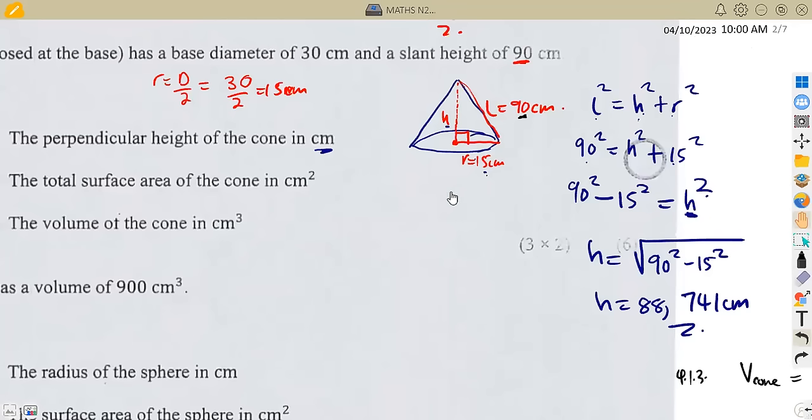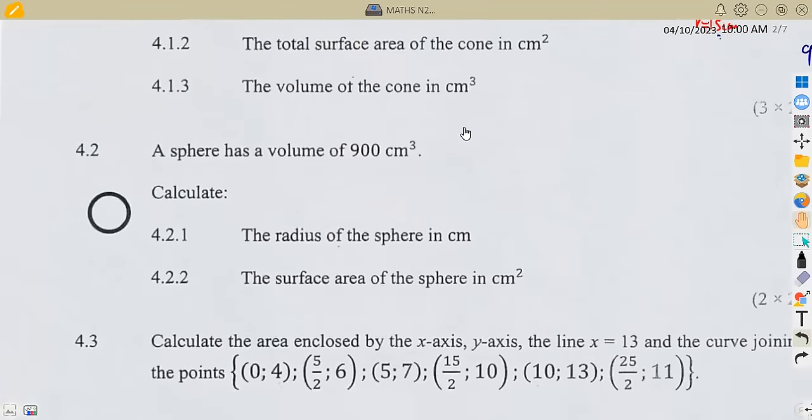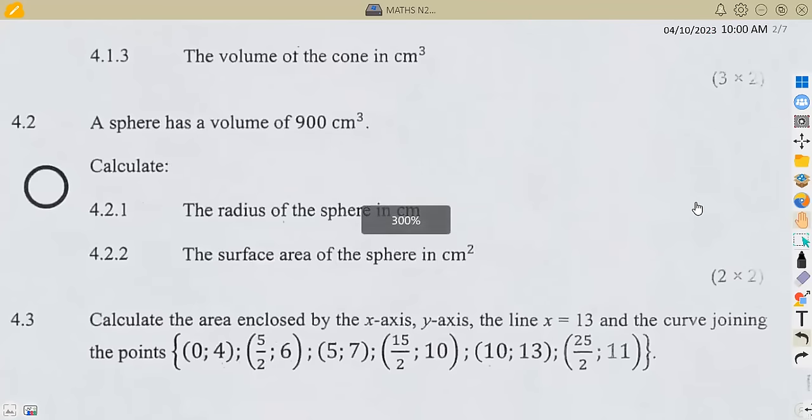All right, so let's check the other part of the question. On 4.2, we are given that a sphere has a volume of 900 cubic centimeters. From this volume, we are now asked to calculate the radius of the sphere in centimeters. How do we calculate the volume? Remember that the volume of a sphere is equivalent to 4/3 pi r cubed, from your formula sheet.